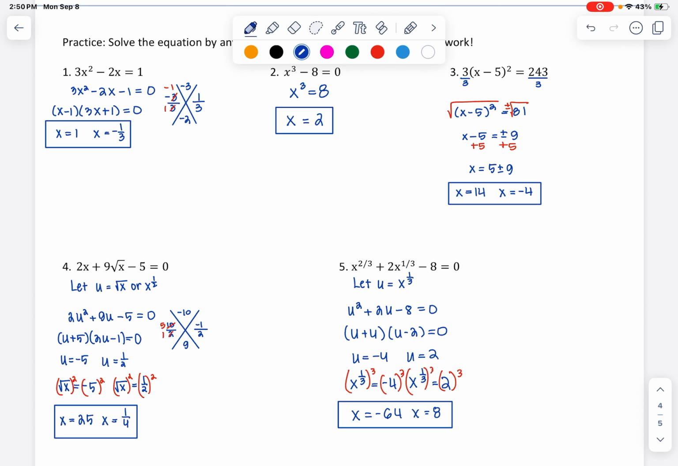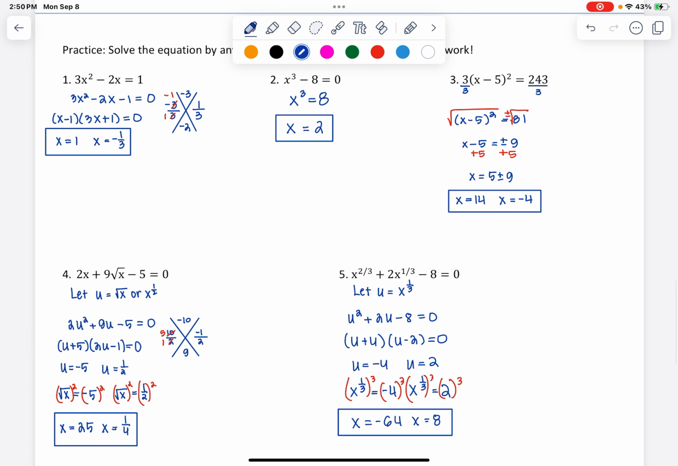Here are your answers. Let me try to think of things you might get stuck at. Number 1, making sure you get it equal to 0 first before you factor it, but not square rooting. Number 2, you have to cube root to get x by itself. In the future, we'll find imaginary solutions with that too, but for real solutions in the directions, just x equals 2. Number 3, you can solve by square rooting.